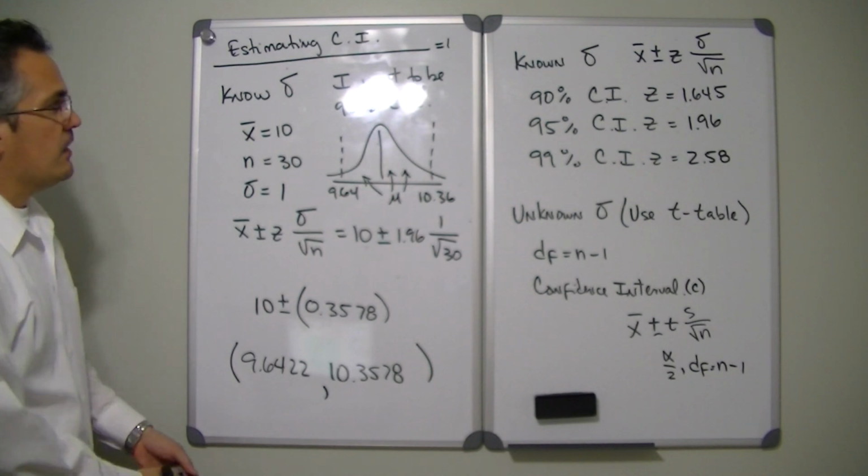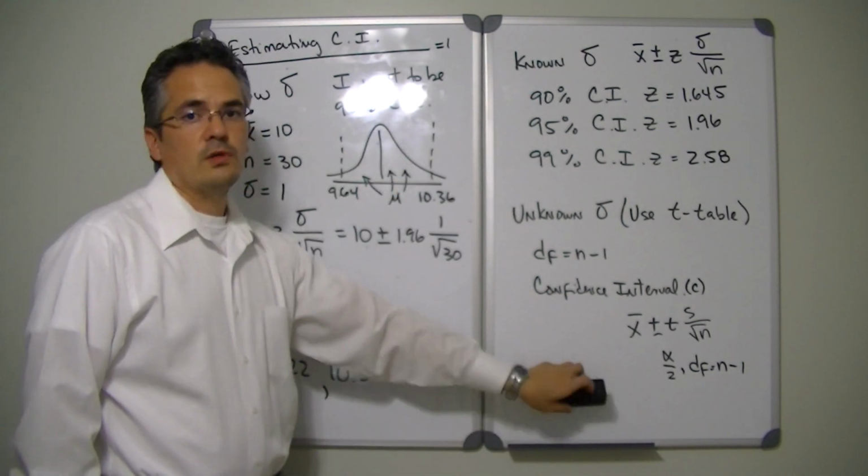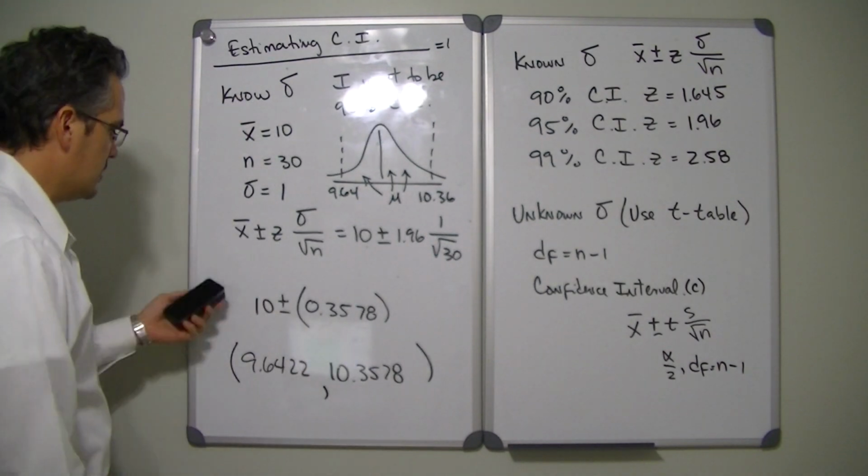All right? Now again, we just did the example for known sigma. Now imagine you don't know sigma and you want to do this again.